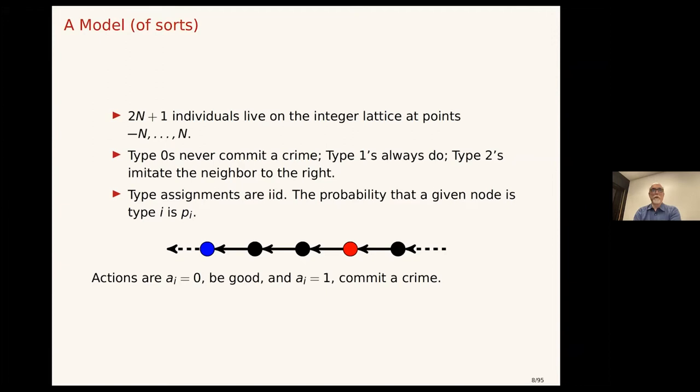So what are the actions that people take? You can either be good and not commit a crime, that's action zero, or you can commit a crime, that's action one. So this is all there is to the model.